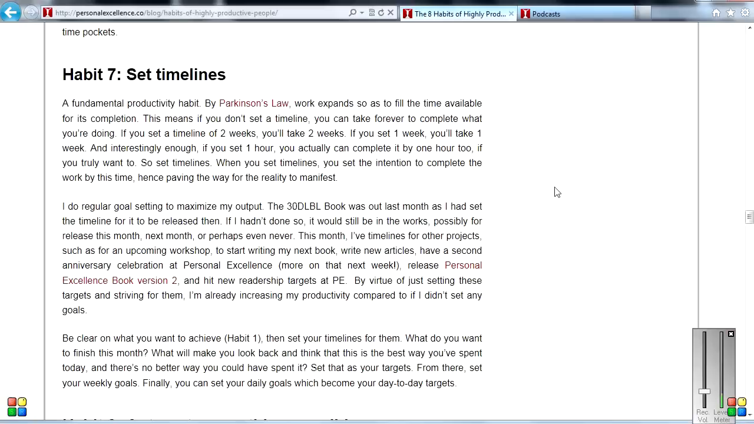That is not a principle of highly productive people because if you remember, habit number four that we talked about in part one is to tap into your inspiration. And if you are setting timelines and stressing yourself with timelines, you're not tapping into the inspiration. So setting timelines is important, okay, but at the same time, it's about using the timelines to serve you.